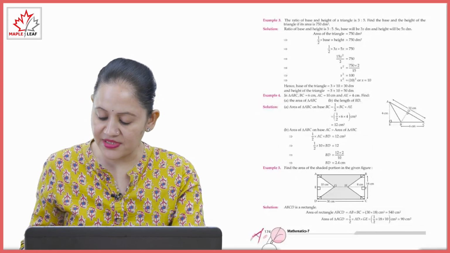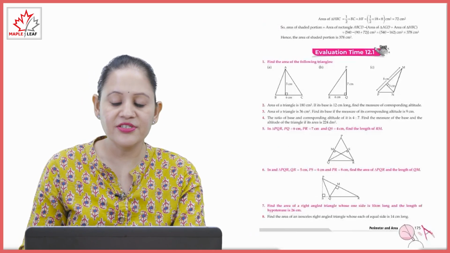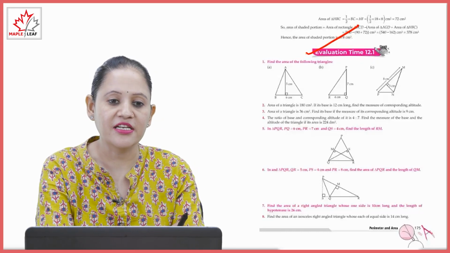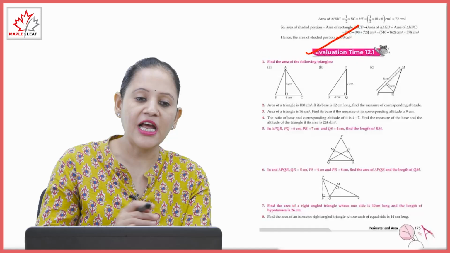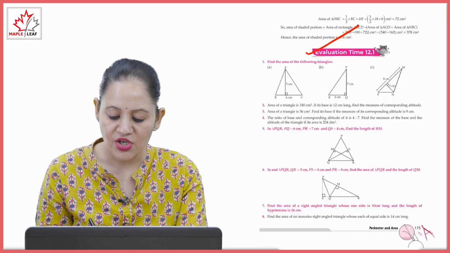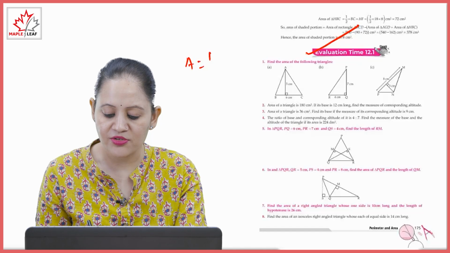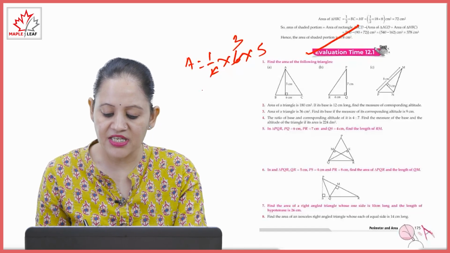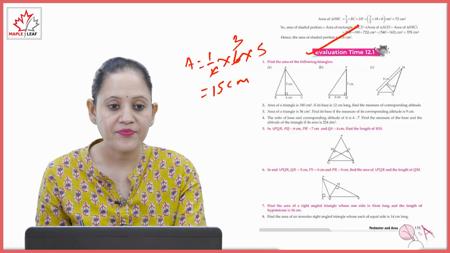Practice all the examples. Next is Exercise Time 12.1. Find the area of the following triangles. Here altitude and base are given. Base is 6 centimeter and altitude is 5 centimeter. So area equals 1 by 2 into 6 into 5, base into height, 15 centimeter square. Clear?